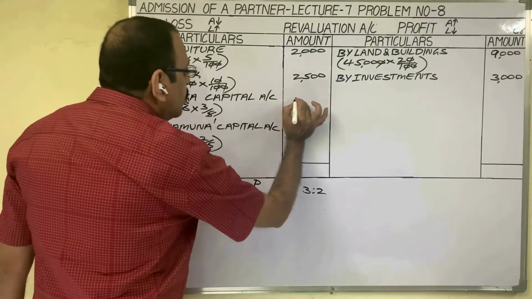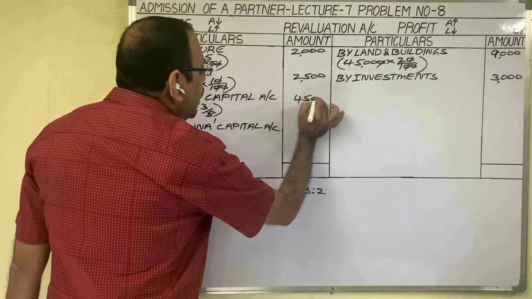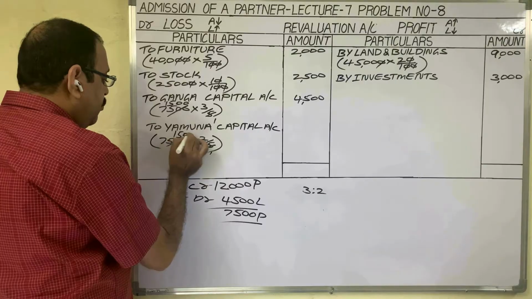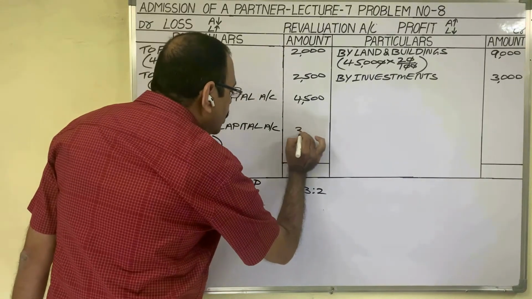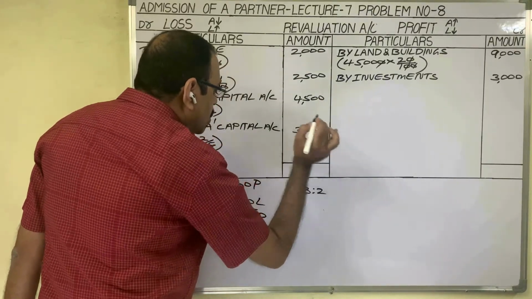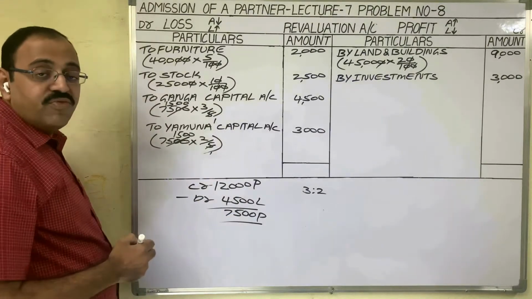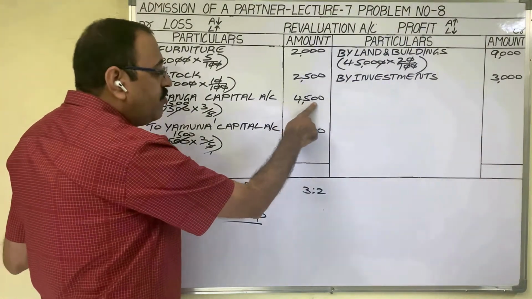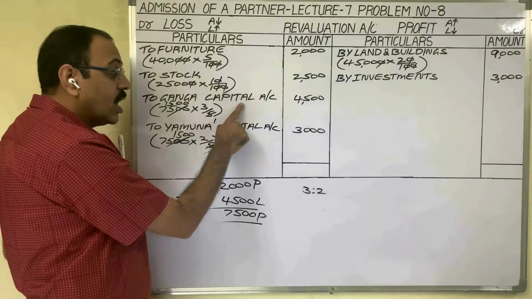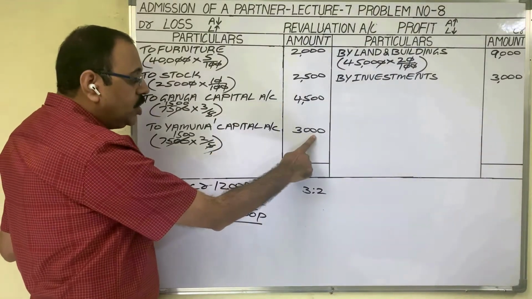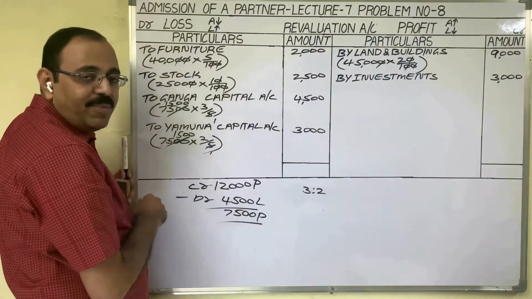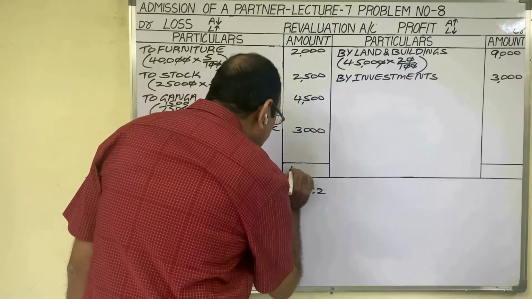1,500 into 3, 4,500. 1,500 into 2, 3,000 rupees. So in total profit 7,500, 4,500 we should transfer to Ganga's capital, and 3,000 rupees we should transfer to Yamuna's capital. Now put the totals on both sides.